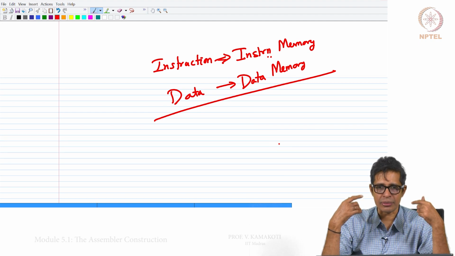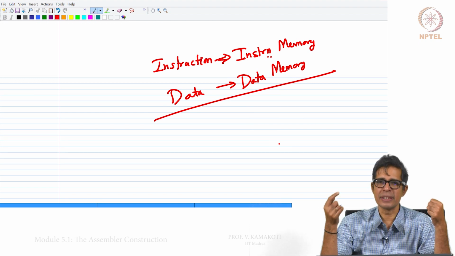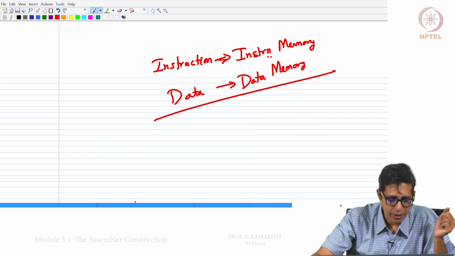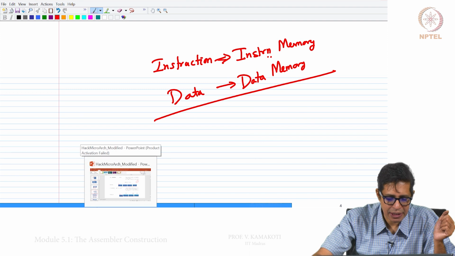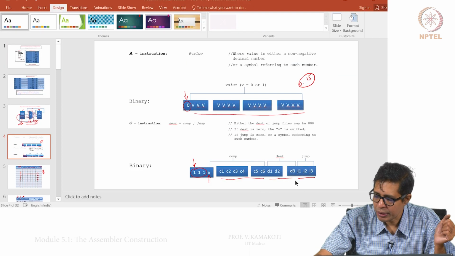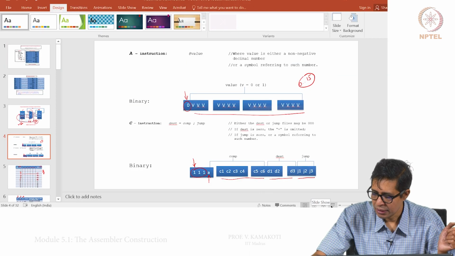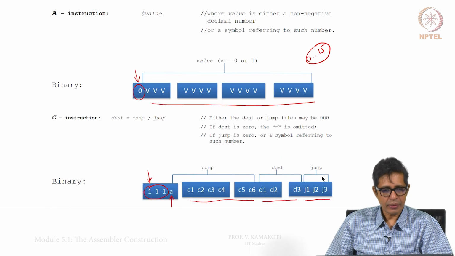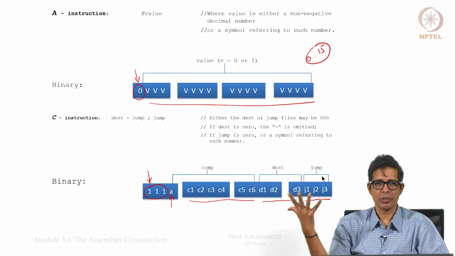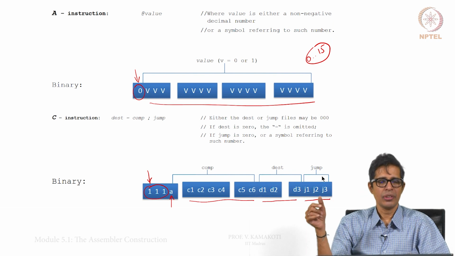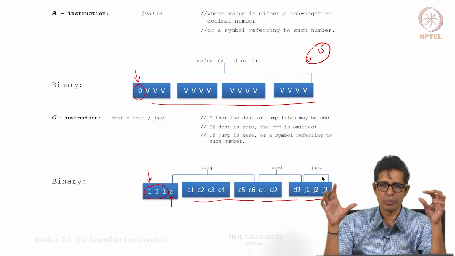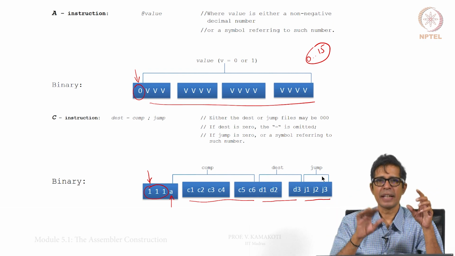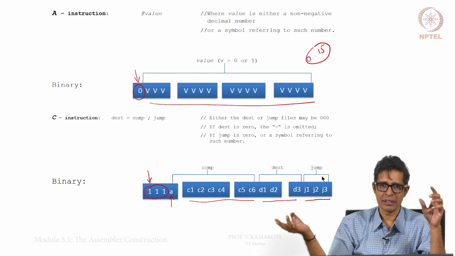With this as a framework, let us quickly see the role of the assembler. Let me quickly revise, since it has already been a week. What is the output of the assembler? The assembler takes an instruction and converts it into binary.